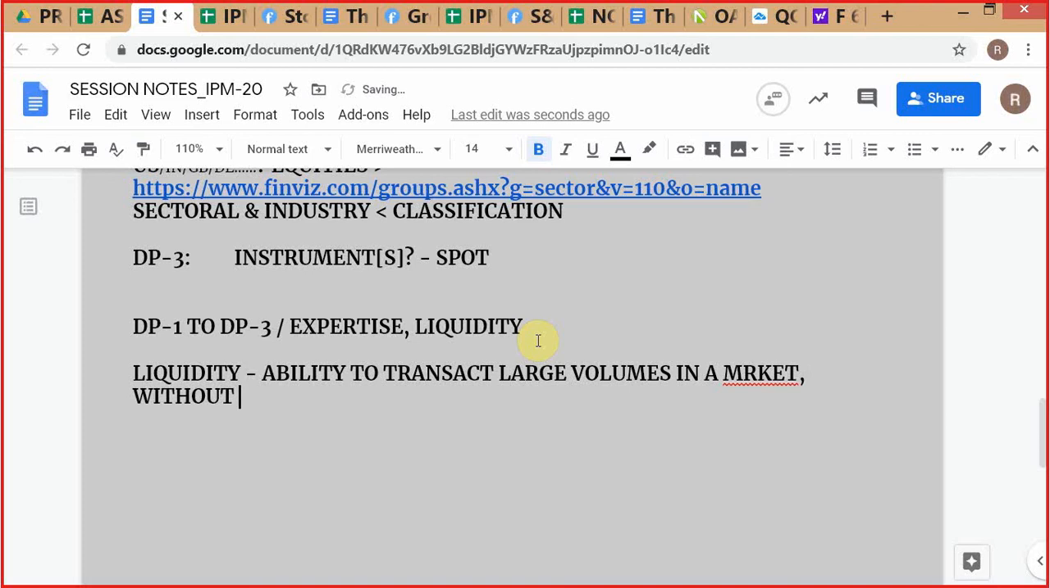Without significantly impacting the price. Now, you understand that whenever you deal in a market, you can impact the price if your trading volume is very large. Let's say there are very few empty houses available for sale in Pitampura, and some big shot investor comes in from abroad and wants to buy 20 houses in Pitampura. Maybe there are only 21 houses available.